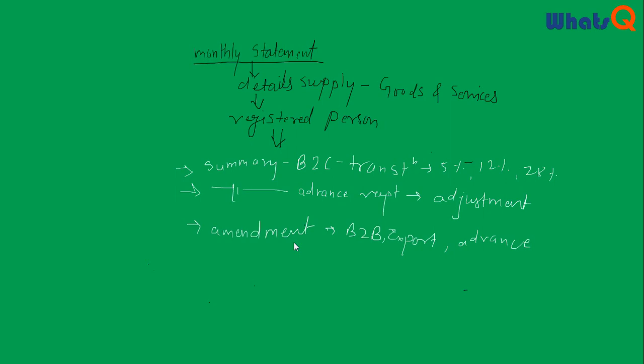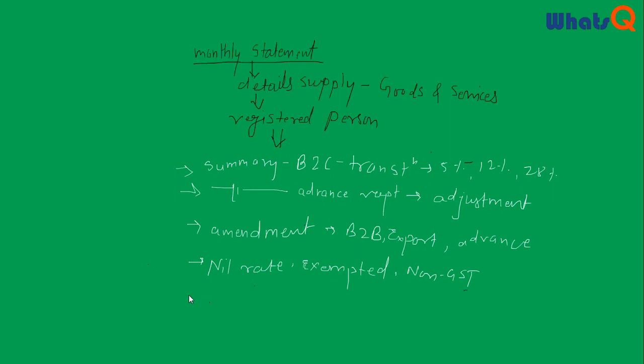Then you have to also give the details of nil rated and exempt supplies. In short, all the supplies that you have made will be reported under GSTR 1, including those supplies which are not covered by GST regulations, or you can say non-GST, for example petrol, fuel, or electricity. Even if you have made those supplies, they will also form part of this GSTR 1.